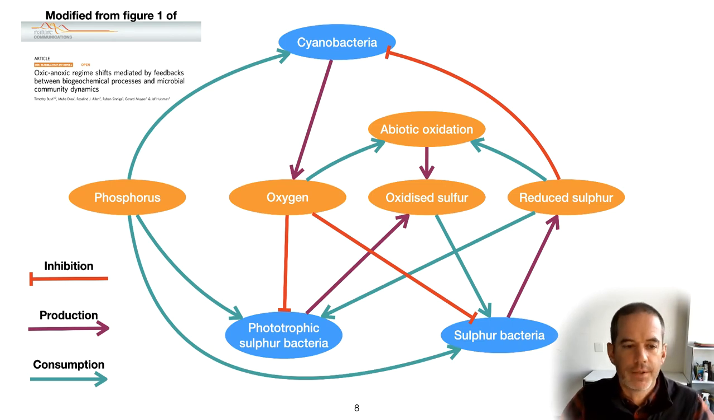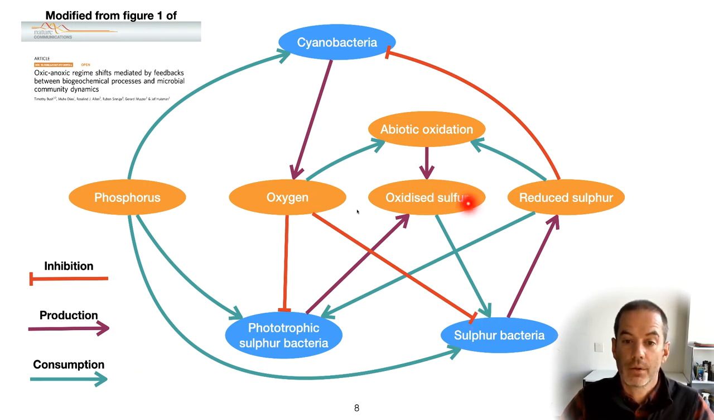Well, here it is. This is looking rather complicated, but I'm going to explain it. It contains abiotic factors and processes. That's the orange ovals here. So we've got phosphorus, oxygen, we've got oxidized sulfur and reduced sulfur, and abiotic oxidization. So we've got these abiotic resources or processes, and then we've got three functional groups of organisms. We've got the cyanobacteria, phototrophic sulfur bacteria, and sulfur bacteria. Right. Then we've got three types of arrow. We've got inhibition, production, and consumption.